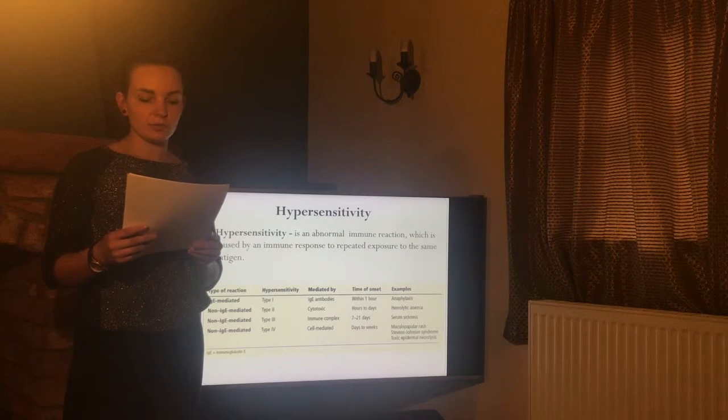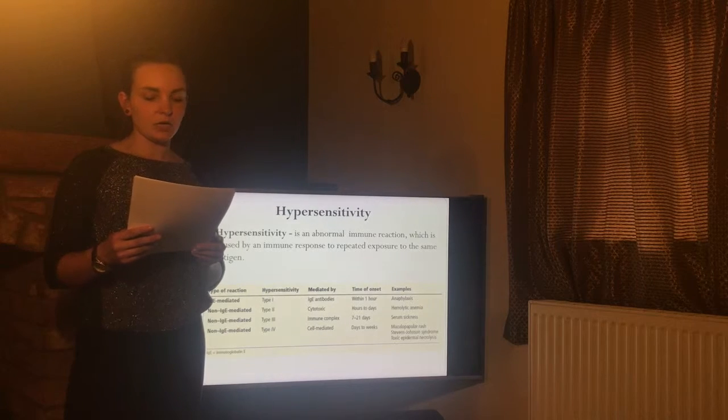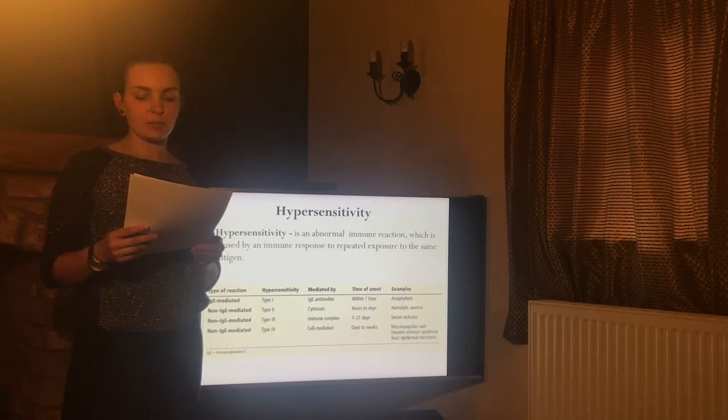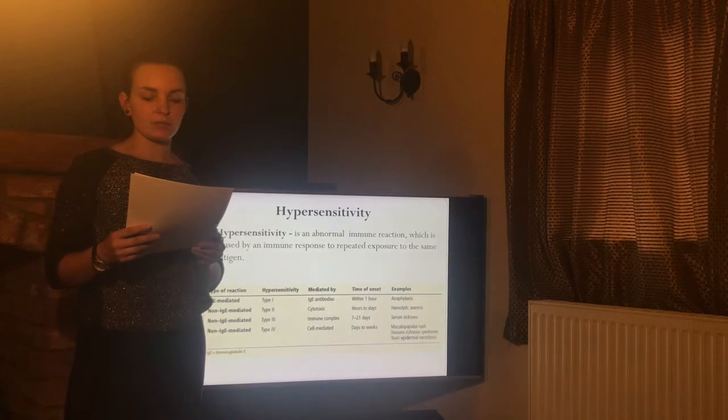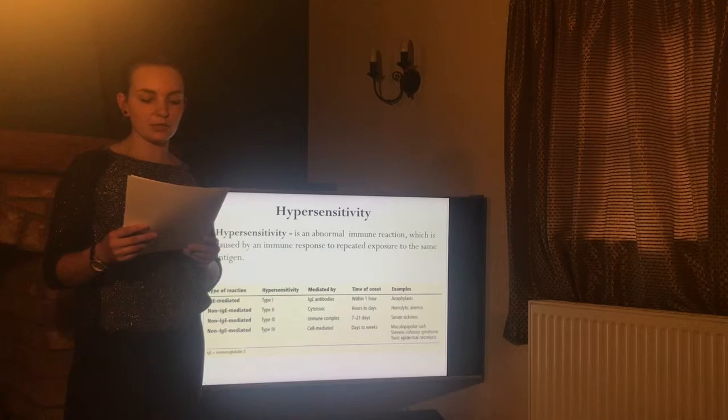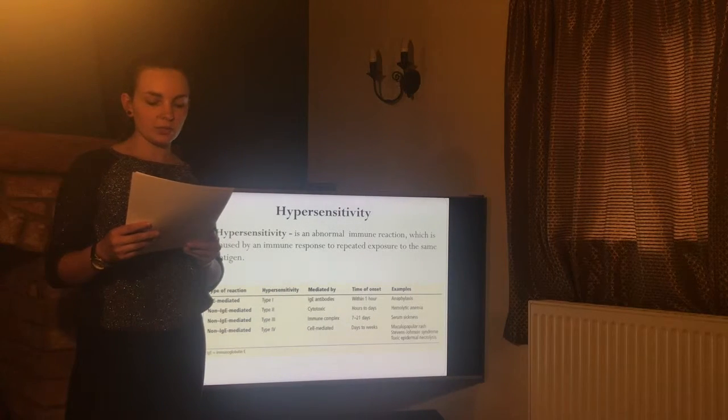Sometimes people lose some of their immune tolerance to their own tissue. Failure of the tolerance mechanism causes autoimmune diseases and undesirable side effects of immunity. Hypersensitivity is an abnormal immune reaction which is caused by an immune response to repeated exposure to the same antigen. Hypersensitivity disease can be grouped into 4 major types based upon their underlying causes. On this note, I would like to proceed to my next slide.